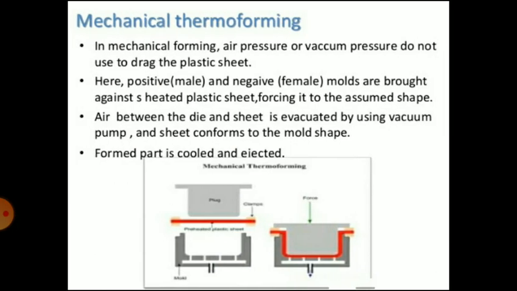Then mechanical thermoforming. In mechanical forming, air pressure or vacuum pressure is not used to drag the plastic sheet. Here the positive and negative, that is the male and female molds, are brought against the heated plastic sheet, forcing it to the assumed shape. With the male and female dies, the air between the mold and the sheet is evacuated using a vacuum pump, and the sheet conforms to the mold shape. Then the formed part is cooled and ejected.